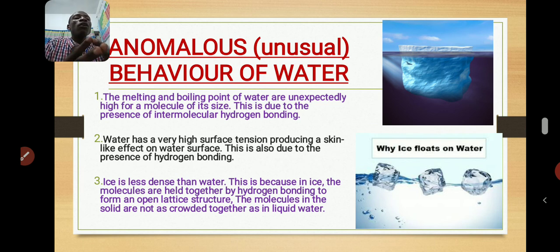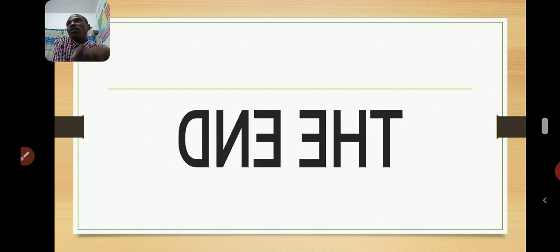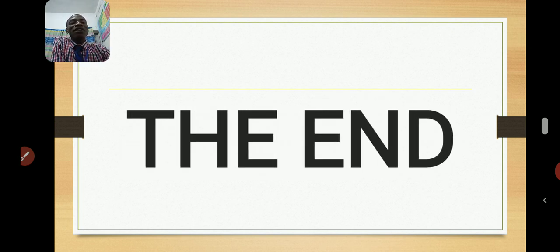You can see an abnormality now where particles are less closely packed in solid than in liquid. It doesn't occur like that normally, and this is why the liquid water is denser than the solid water, and therefore ice will normally float on water.